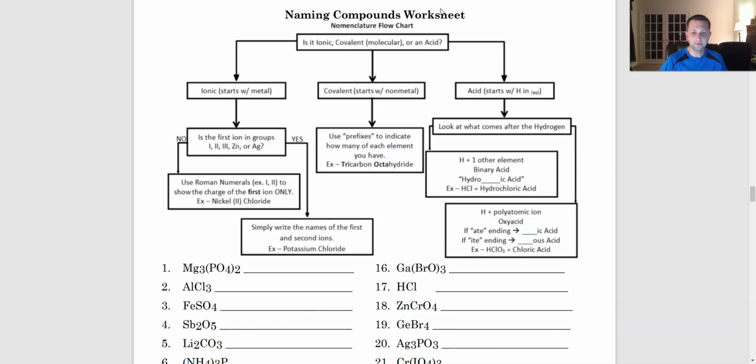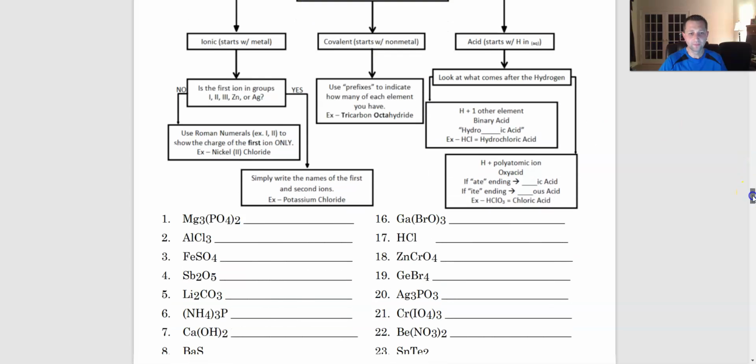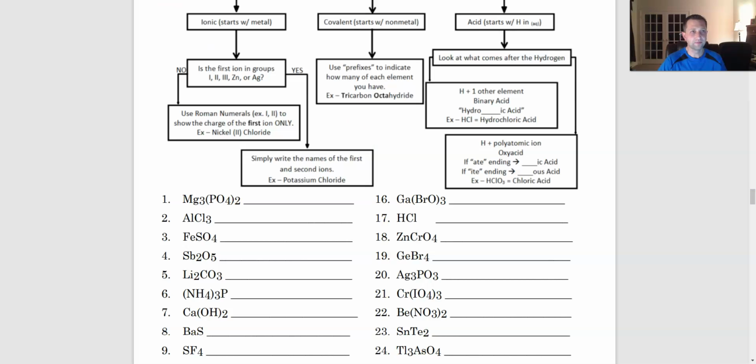Okay, moving on. Let's find another one on here that I want to do that goes into this middle column here. So let me scroll down a little bit if I can. Okay. Number 9. Number 9 is SF4. So it starts with S. S is a non-metal, okay? So all you have to do here is follow the covalent rules. These are really easy. You're going to love doing these. It says use prefixes to indicate how many of each element you have. It gives you an example. So S is what element? S is sulfur.